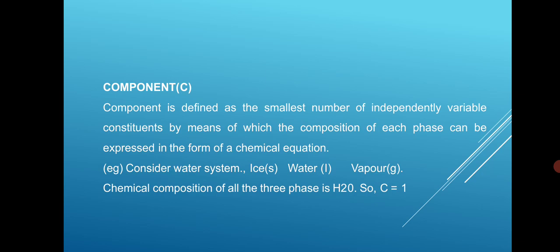Similarly, consider the sulfur system. Sulfur exists in four phases, that is rhombic, monoclinic, liquid and vapor. Even though it exists in four phases, its chemical composition is only one, that is sulfur. So it belongs to a one component system.